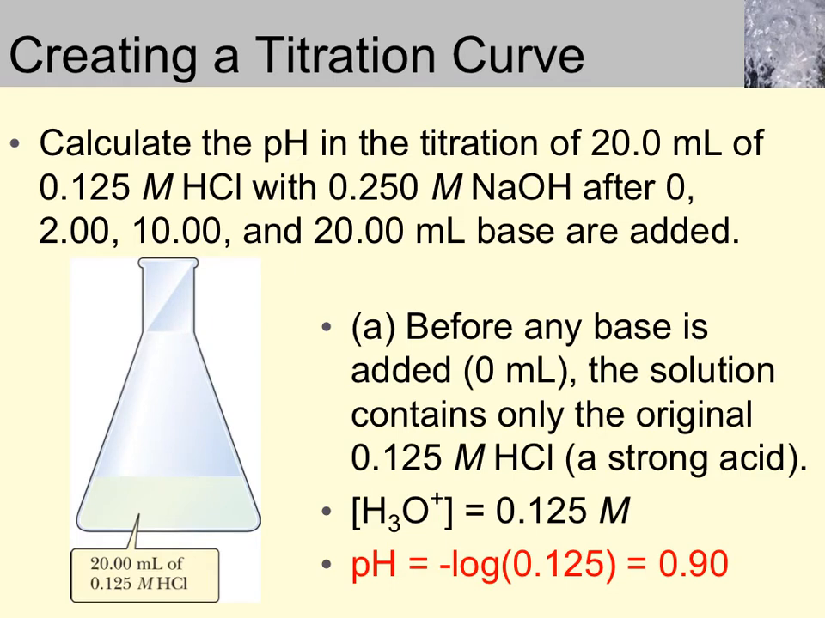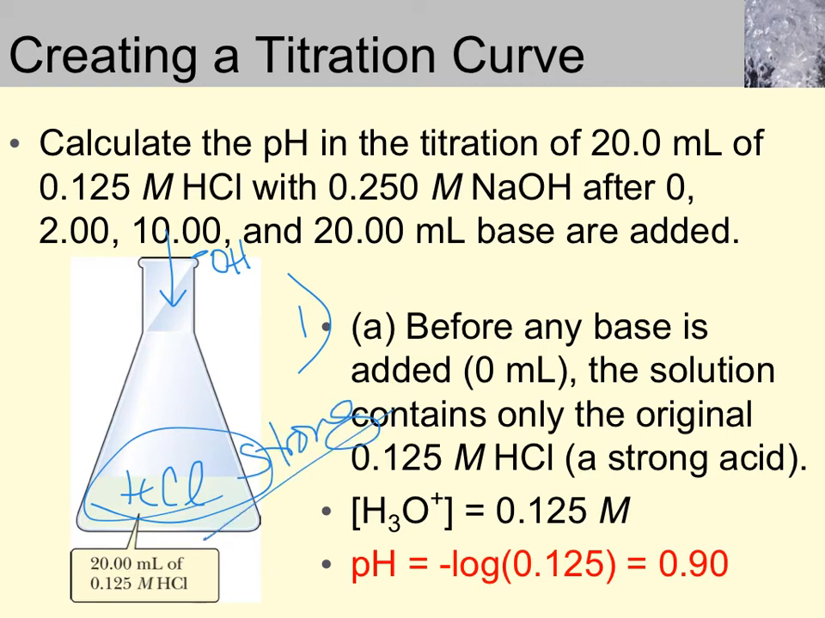As I said before you add any base at all, remember that we have hydrochloric acid as our analyte, and we're dropping into it from the burette, the base. Before you add any base at all you have just the hydrochloric acid, which is a strong acid. How do you calculate pH of a strong acid? You don't need an ice table, anything else. You simply use the formula pH equals minus log.